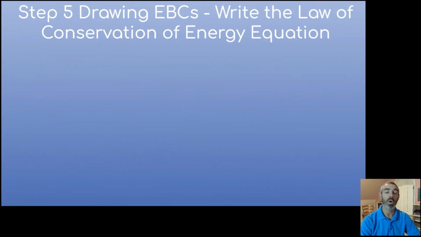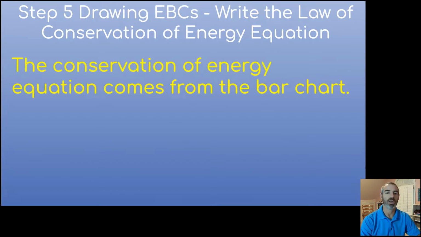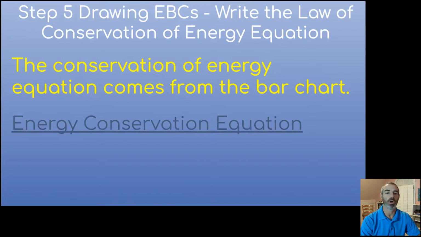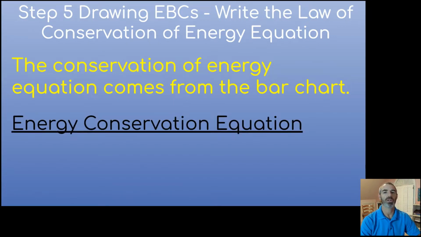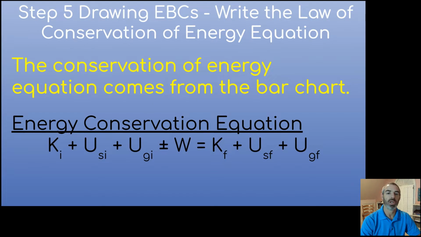And then step 5, the whole point of drawing our energy bar chart is writing the conservation of energy equation. The conservation of energy equation comes from the bar chart. And here is a conservation equation you can write every single time. Remember, the total mechanical energy is the sum of kinetic and potential. So initial kinetic plus the spring initial plus gravitational initial plus or minus work is going to equal the final kinetic plus the stored spring energy in the final plus gravitational in the final. And this is what you're going to write each time and then just cross out what you do not need.